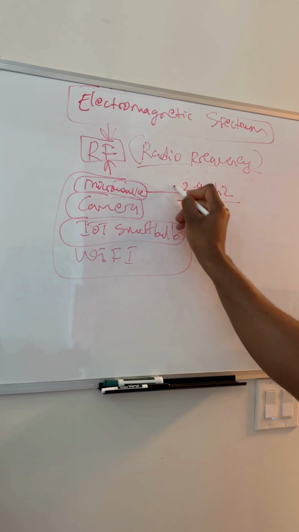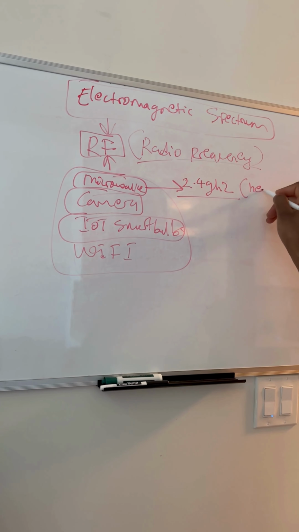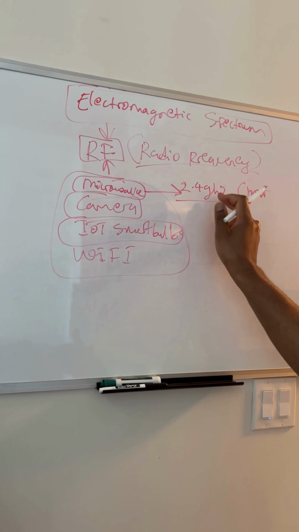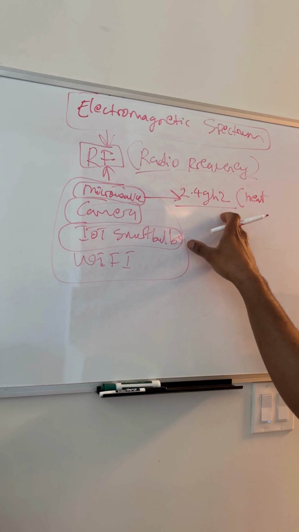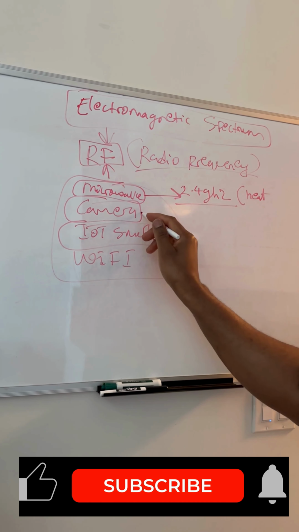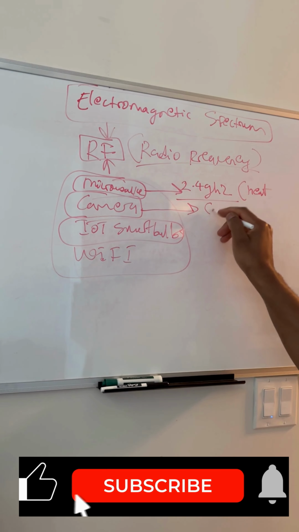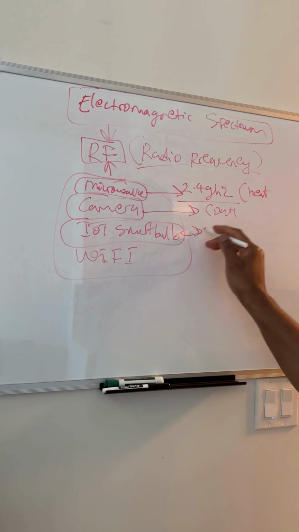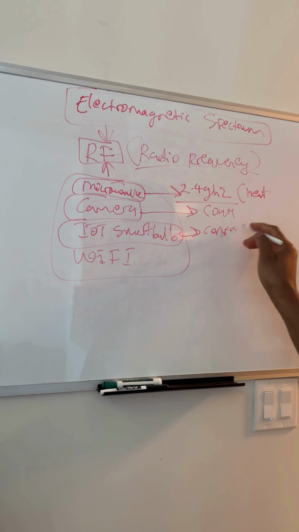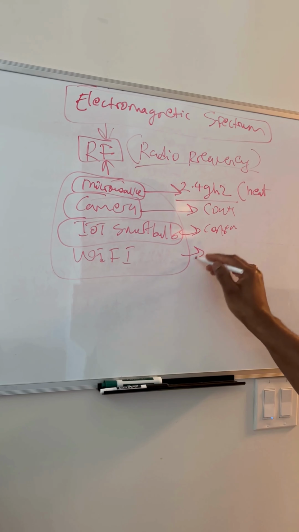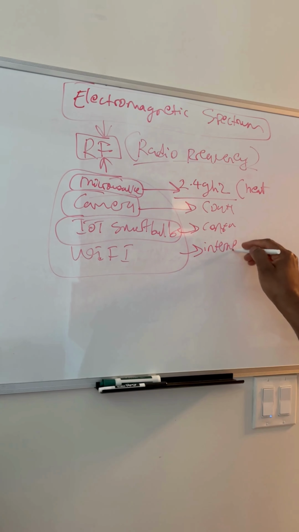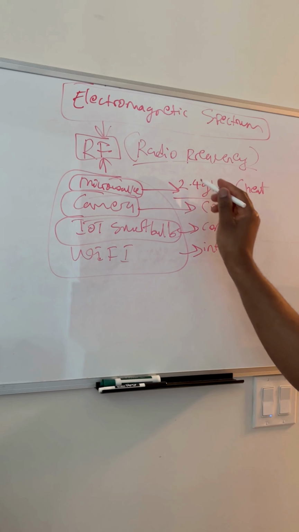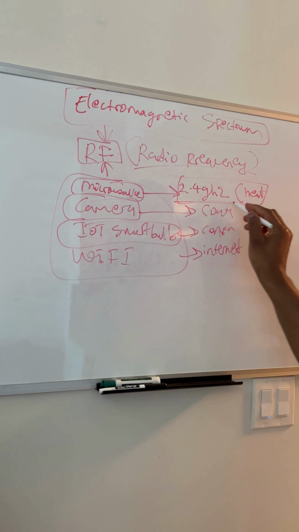Your microwave uses this to heat up your food. Basically, it uses this frequency to excite your food and get it heated up. Your camera uses this frequency to pass data to a storage or stream. Your smart bulbs, this is how you control it. Your Wi-Fi, this is how you get access to the internet. They all use this same frequency for different things.